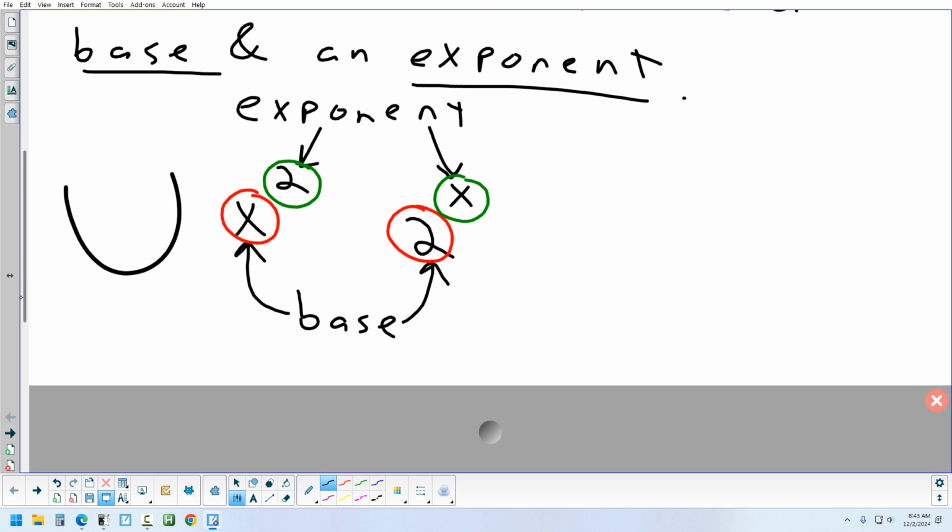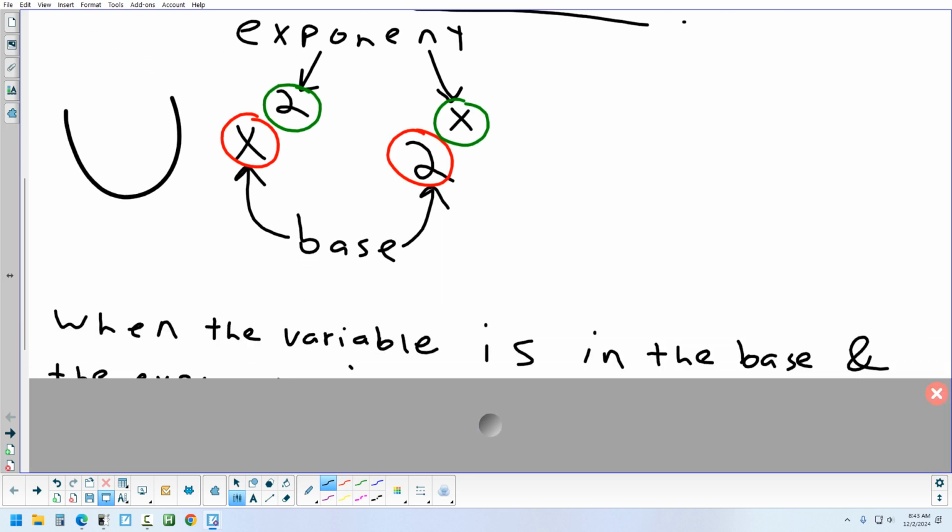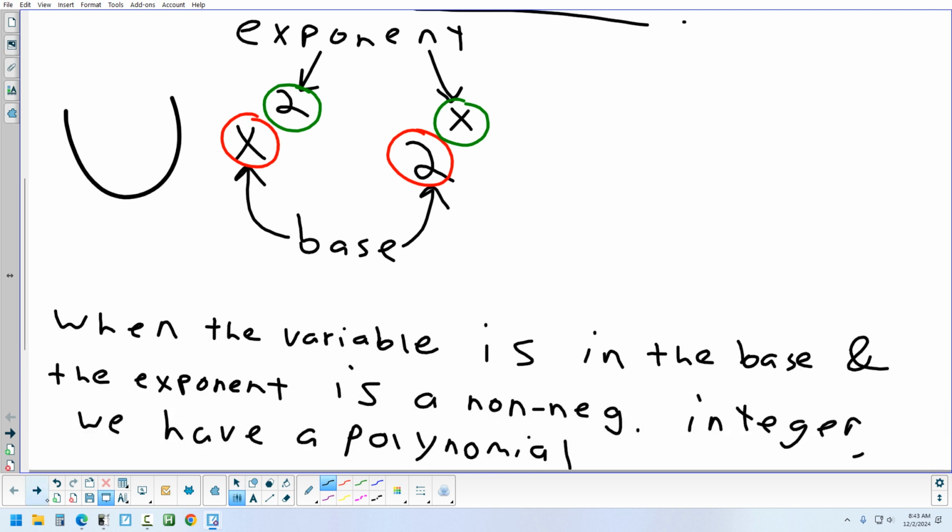So what makes something an exponential versus a polynomial is the type of base and the type of exponent. When the variable is in the base, like the one on the left, x squared, or something like 2x cubed, those are both examples where the variable is in the base and the exponent is a non-negative integer. That makes something a polynomial. So you couldn't have like 3.4. You can't have decimals, and you also can't have negatives. So if the exponent is a number that's not negative and it doesn't have any decimals, that's okay with a polynomial.